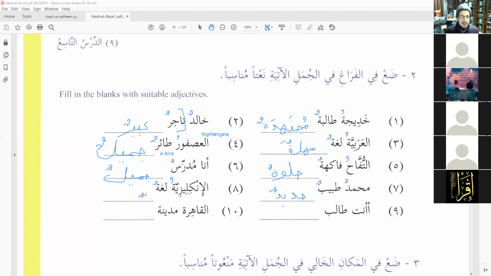Lughatun sahlatun. Look at how he made the sifa, which is sahlatun, agree with lughatun in the fact that they are both singular, they are both feminine, they are both marfu' and they are both nakira. Fantastic job. Back to Sister Masarat, number 9.